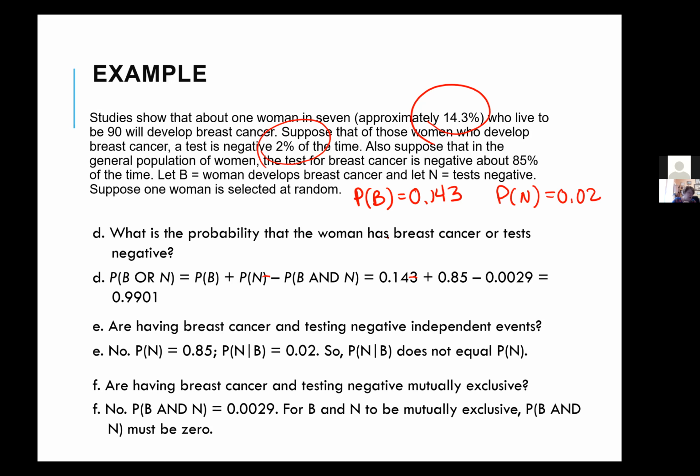My brain just went dead. You're given the probability that you test negative and that you have breast cancer. Just negative. That was what this one was. Sorry, brain's going dead. Test is negative, 85%. Probability of testing negative is 85%. I thought I was going to get through this class without making a mistake.